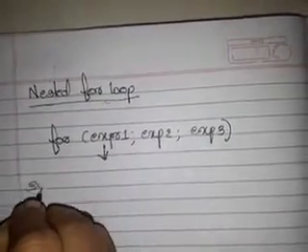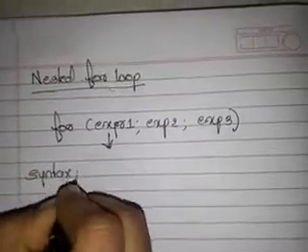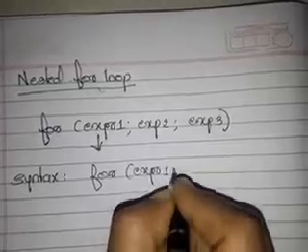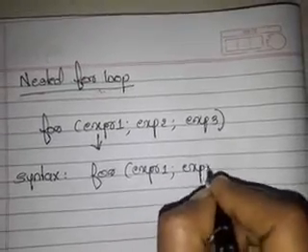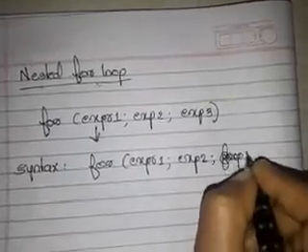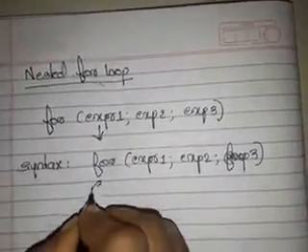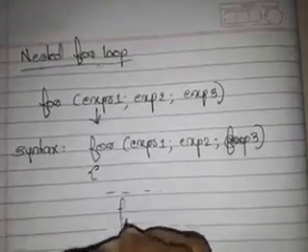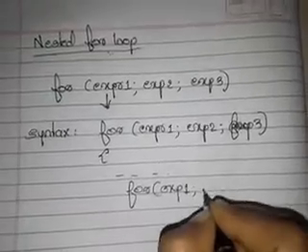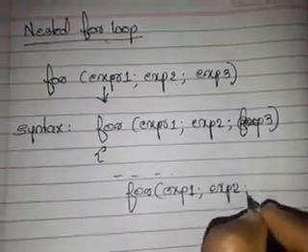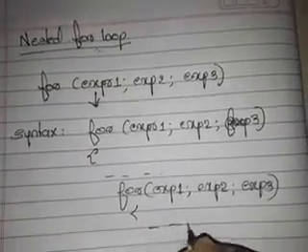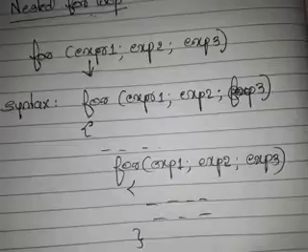Let's see how its syntax goes. For, we'll take the same three expressions of the for loop. This is the outer for statement we are taking now. Inside this I'll take another for statement. See, here we have taken another for statement.